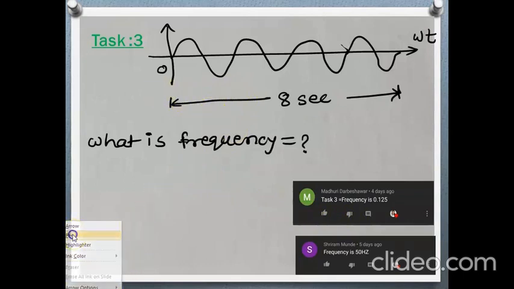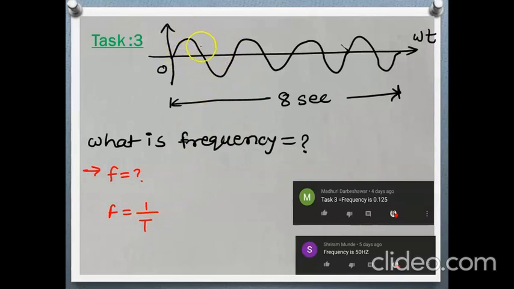Here one waveform is given. The total time period from this to this is 8 seconds. Here we have to find the frequency f. We know that frequency is 1 upon T, where T is the time period, and time period is the time required to complete one cycle.